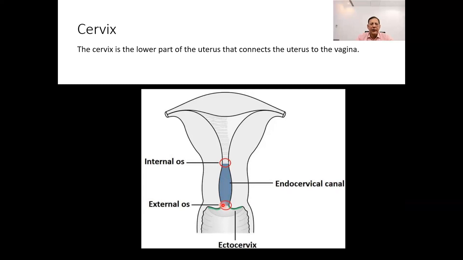The external os is the opening at the bottom of the cervix, and it leads into the vagina. The internal os is the opening at the top of the cervix that connects it with the uterine cavity. The cervical canal is the portion between the internal os and the external os. It contains cervical mucus, which changes in consistency throughout the menstrual cycle to facilitate or inhibit the passage of sperm. Basically, the cervix serves as a barrier between the uterus and vagina. During menstruation, the menstrual blood passes through the cervix into the vagina, and during childbirth, the cervix dilates to allow the passage of the baby from the uterus to the vagina.